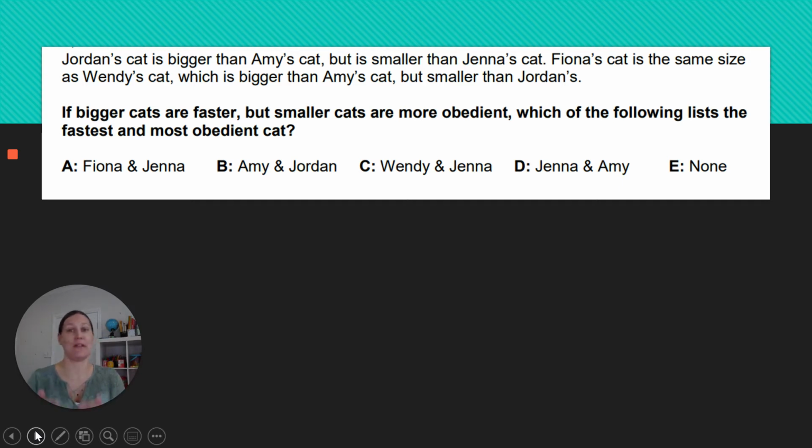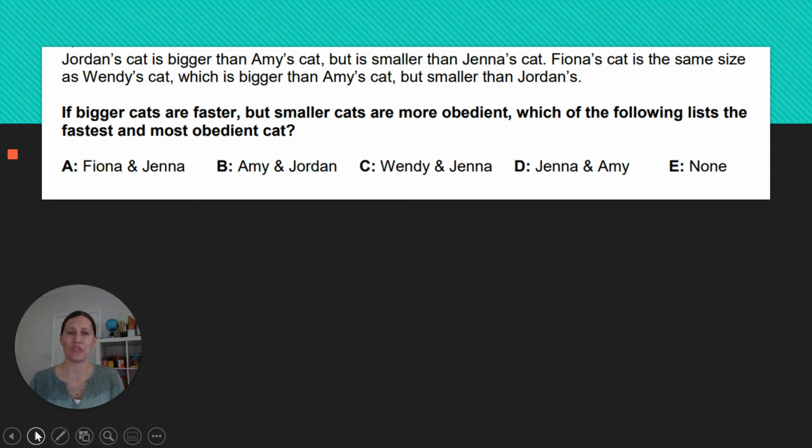So we'll be looking for the most medium-sized cat, perhaps, as the best combination of both features. But that's not what the question is asking. Well, at least I don't think that's what the question is asking, because if you look at the options that are in the answers there, it's got pairs of names. The other thing is that the question says, which of the following lists the fastest and most obedient cat, not which of the following lists the combination of owners of the fastest cat and the most obedient cat, which is probably the way it should have been worded. And I can understand why the student who brought this to me was feeling a little bit confused by it, because the question is probably not phrased as well as it could have been.